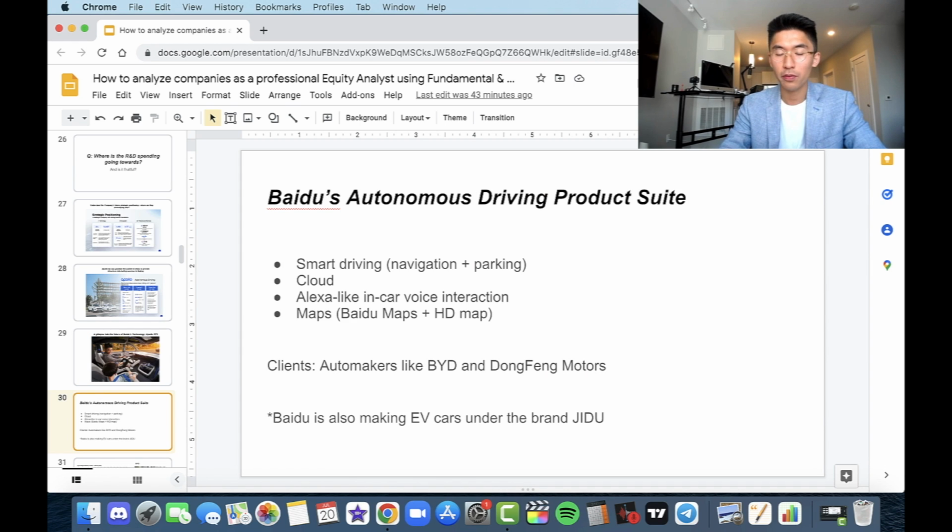And in terms of their driving product suite, they serve a lot of features that they sell to clients. And one of them is smart driving, navigation, parking. Another one is cloud. Another one is Alexa-like in-car voice interaction. And then another one is maps. And clients that Baidu has secured so far include large automakers like BYD and Dongfeng Motors. And coming soon, Baidu is also going to make EV cars under the brand JIDU.